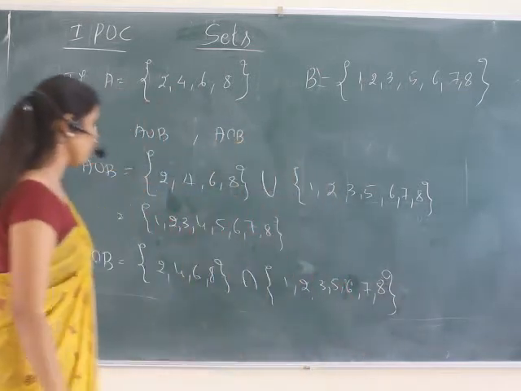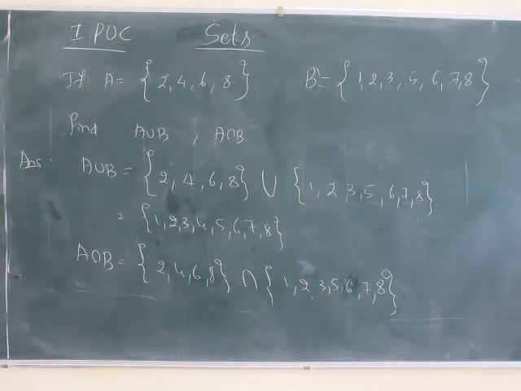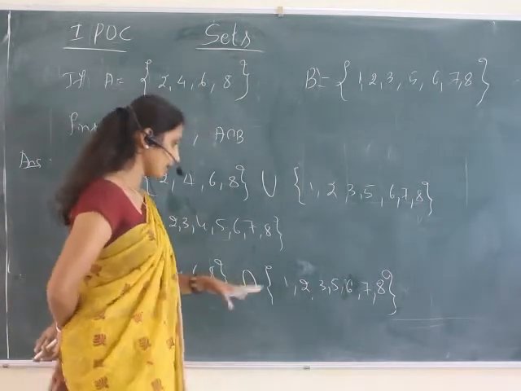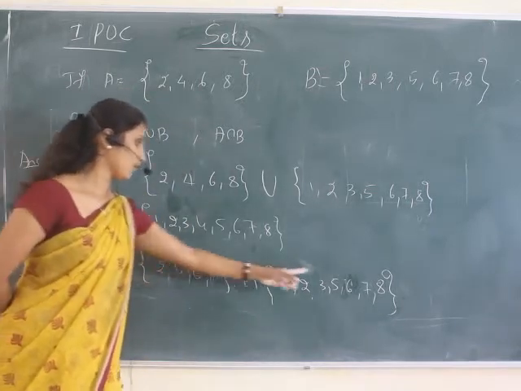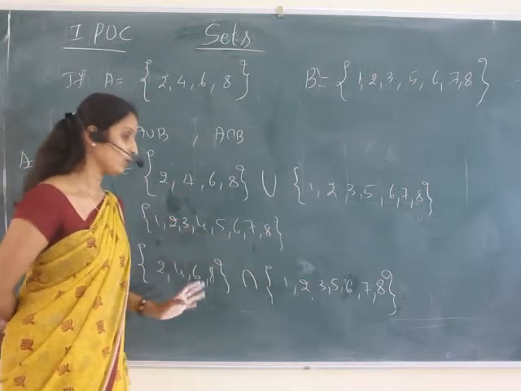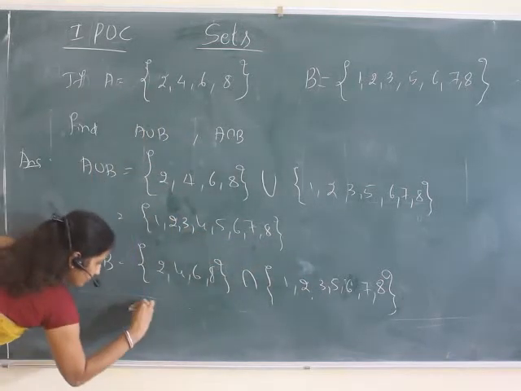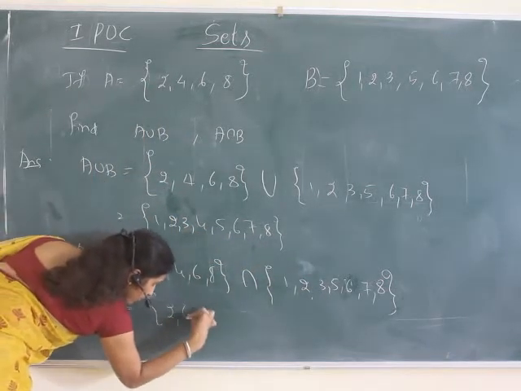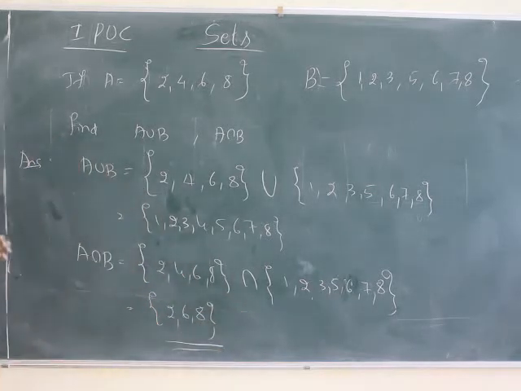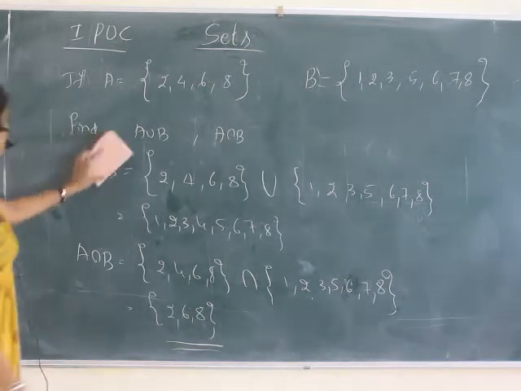Now intersection between these two means which are the common terms. So 2 is there in both, 3 is not there, and 4 is not there here, but 6 is there in both and 8 is also there in both. So this will be equal to 2, 6 and 8. So this is the intersection value. Next question.